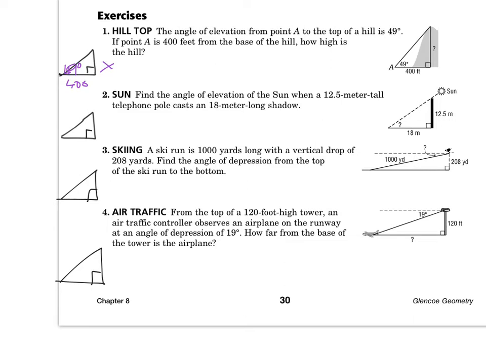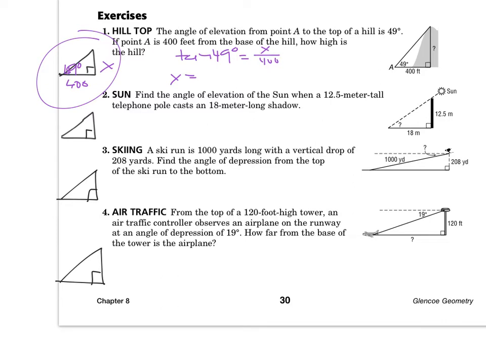If we jump into the trig part of this, it looks like something we solved in section 4, and it looks very similar to the nice little drawing that they have for us. I'm going to use the tangent because I have opposite and adjacent. So tangent of 49 degrees equals x over 400. To solve for x, I need to multiply the 400 over. So I'm going to type in the calculator x equals 400 times the tangent of 49.